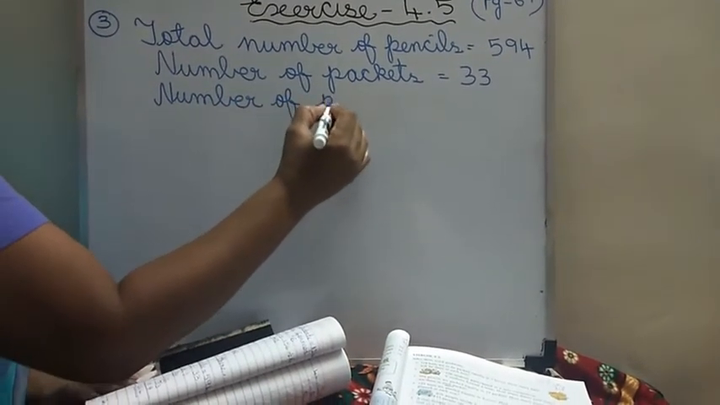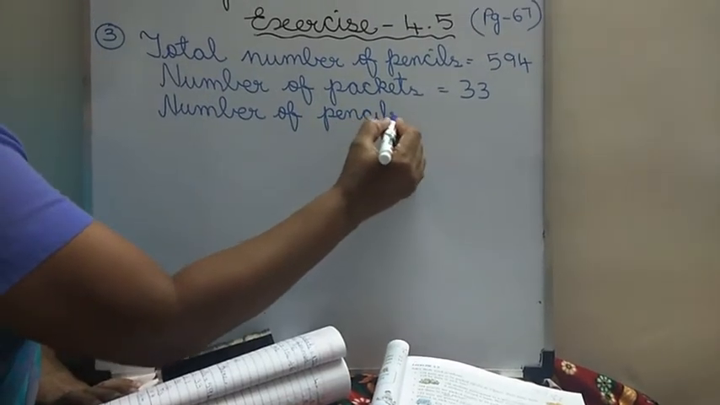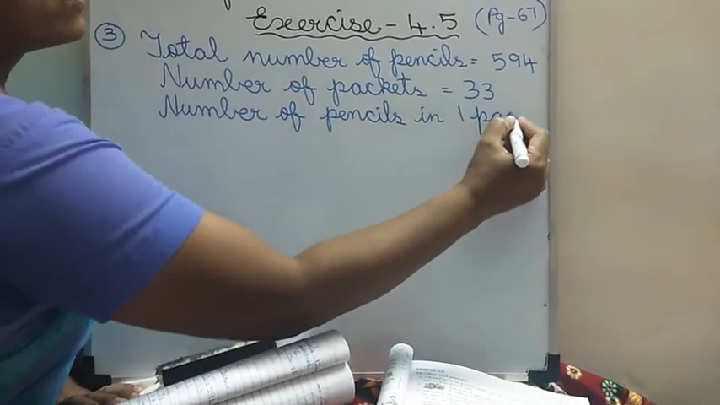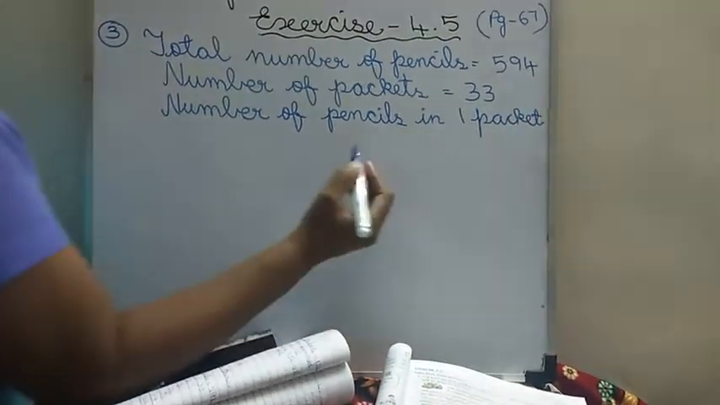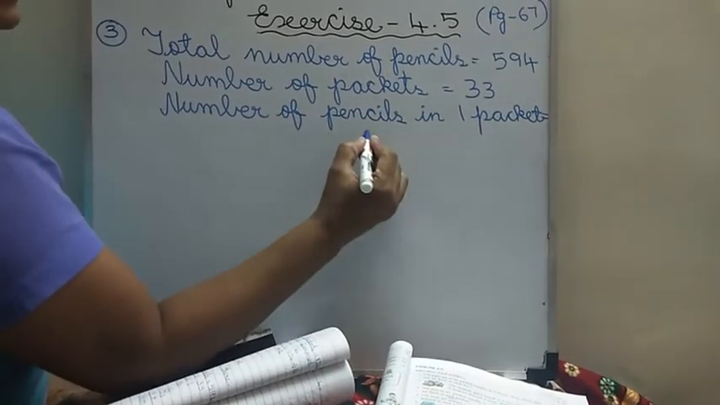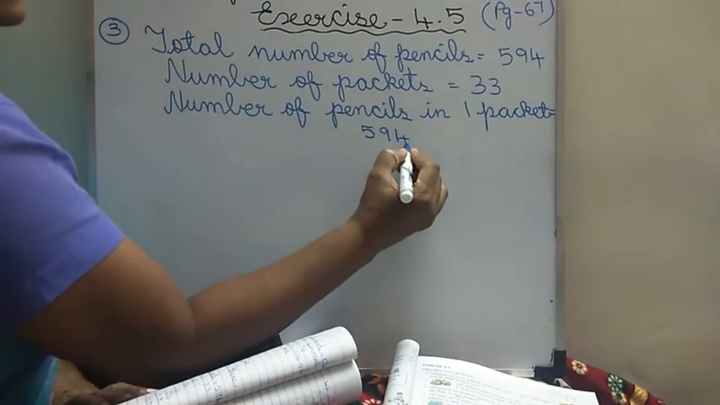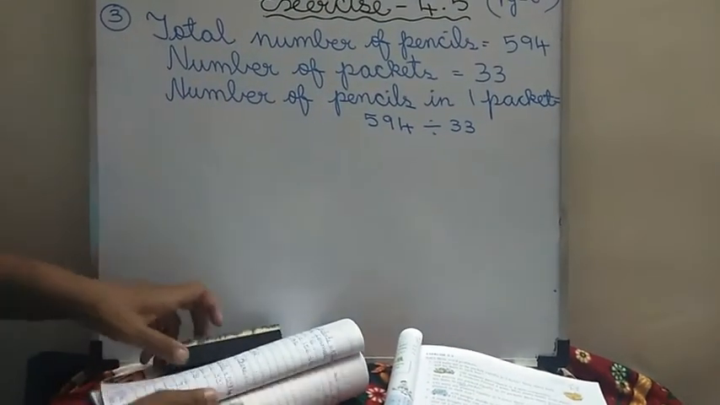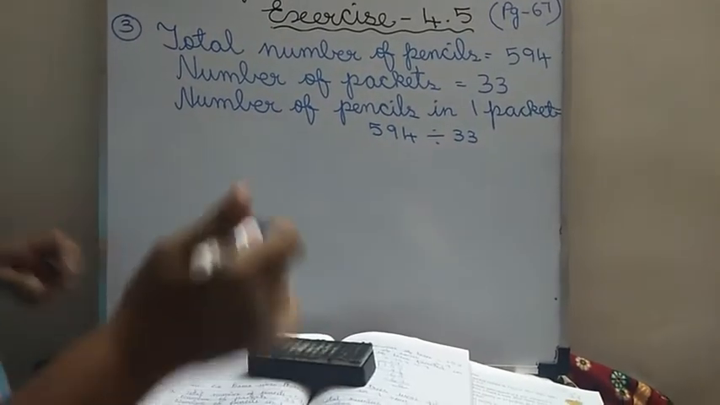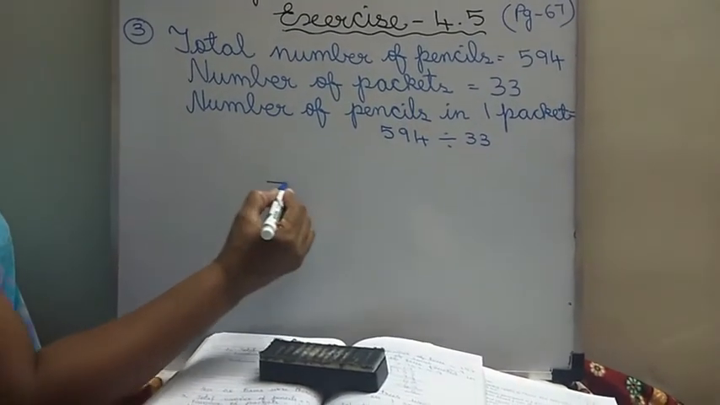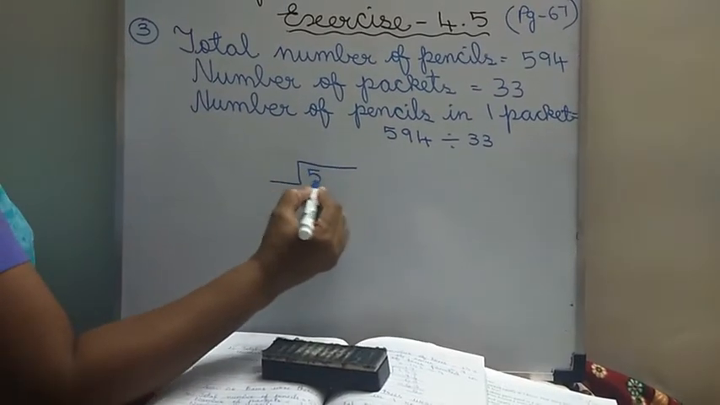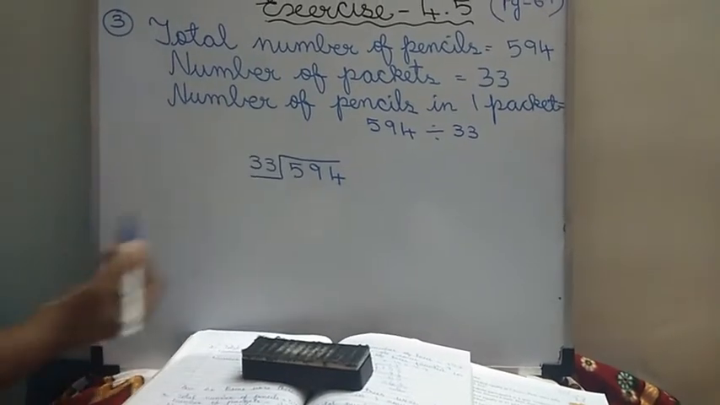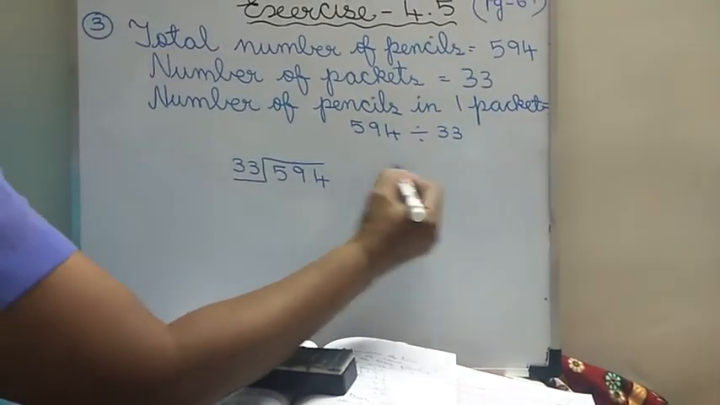Number of pencils in one packet. So what do we have to do? We have to divide 594 divided by 33. So what is the dividend here, children? The dividend is 594 and the divisor is 33. So here we have a 2 digit divisor, isn't it?